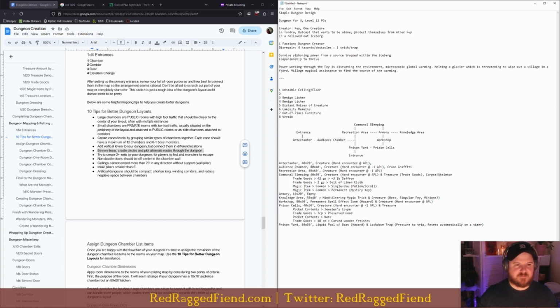Okay. Unstable ceiling and floor. Where's a good spot for that? Ideally, one of the rooms that has a hazard in it, because that makes more sense. So maybe this permanent spell effect zone in the workshop? I think that's fine.